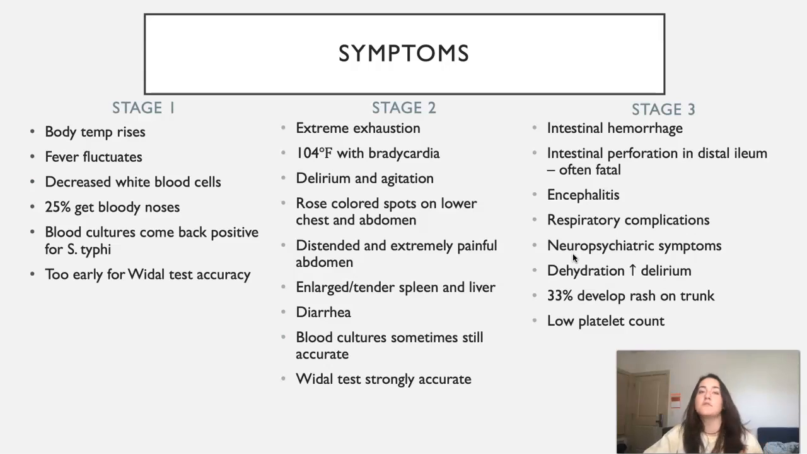So the symptoms of typhoid fever are mainly in stages, which are about a week each. In stage 1, there are pretty basic symptoms, like an increase in body temperature, a fluctuating fever, and decreased white blood cells. These white blood cells help to fight against infections, like bacteria, viruses, and germs within the body. 25% of patients get bloody noses, and at this point in time, blood cultures will come back positive for the infectious agent. So for S.